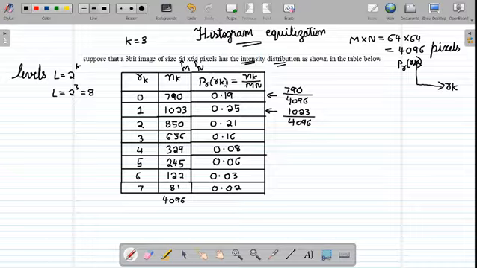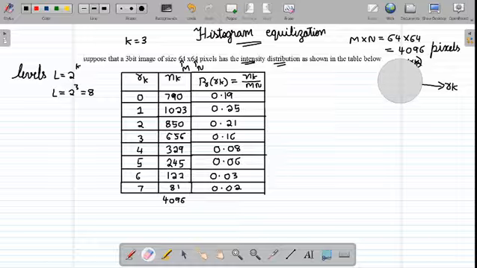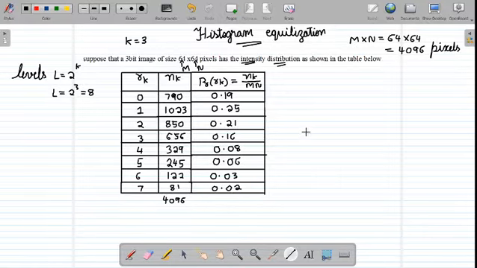So now we have found out the probability of RK. So now we have RK and probability of RK. With the help of this, we are now able to write the histogram of the image. Now let us draw the histogram of the image. So this is your RK, and this will be your probability of RK.